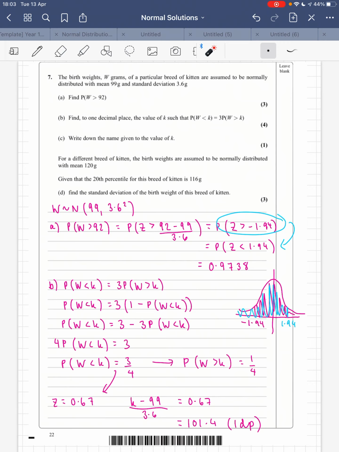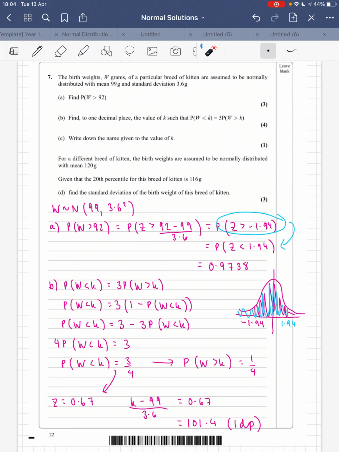Remembering that I have 3 lots of it, I expanded that bracket out. So I have the probability that W is less than K is equal to 3 minus 3 lots of the probability that W is less than K. I added the 3 probabilities over to the other side, so I get 4 lots of the probability that W is less than K, and then I divided through by 4, giving me the probability that W is less than K is equal to 3/4. So if that's equal to 3/4, then the other probability is equal to 1/4, because the probability that W is less than K is 3 times the probability that W is greater than K.